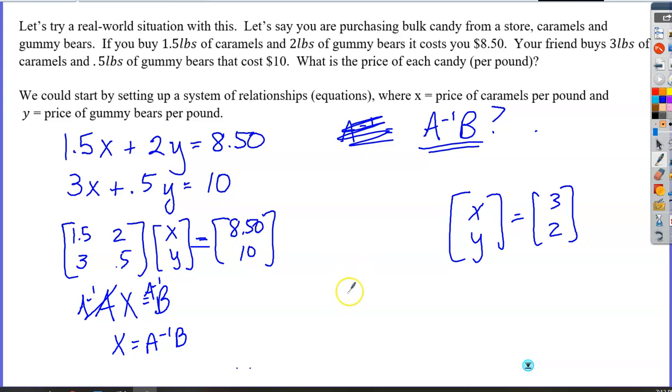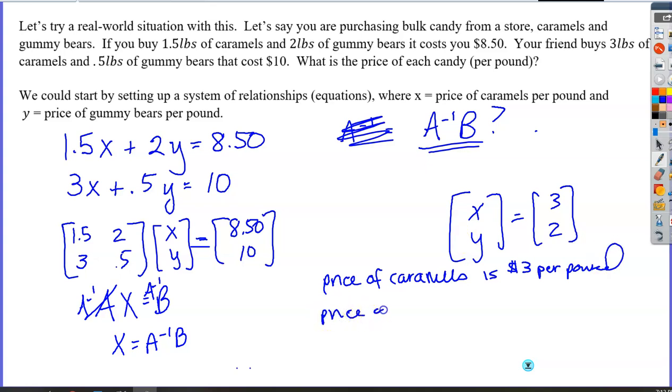That means that x, the price of caramels, is $3 per pound, and y, which was the price of gummy bears, is $2 per pound. I still can't believe that came out so nice. Made it up.